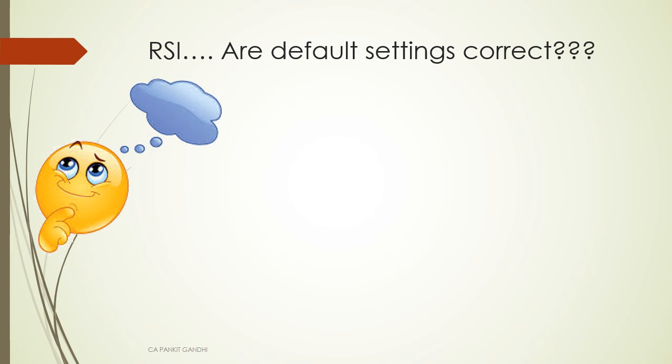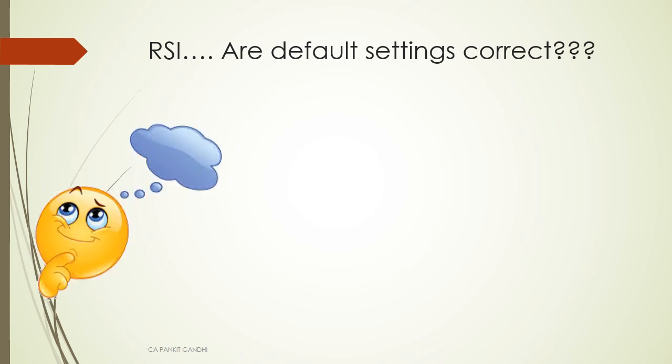One thing is clear, that any indicator is time tried. As a learner, as a beginner, I will not recommend changing any of the default settings. So what are the default settings? There's a 14-day RSI, and a 70-30 overbought and oversold zone. That is the default.